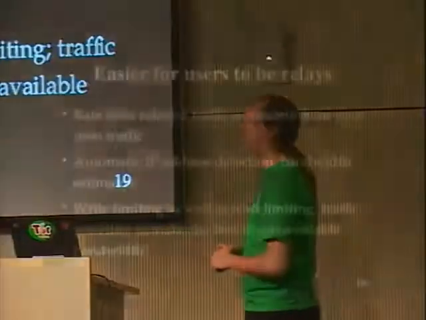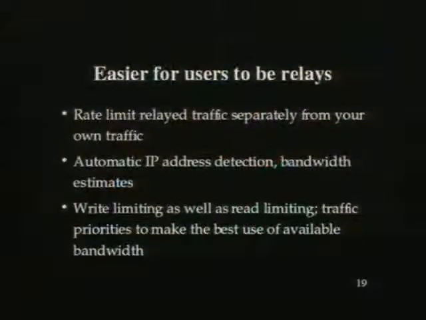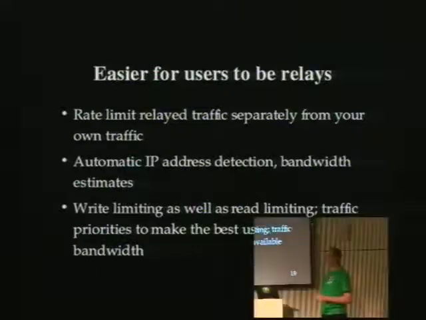Okay, other stuff we've been working on. It's a lot easier to be a relay and a client at the same time compared to last year. We rate limit relayed traffic separately from your own traffic. It used to be that if you said, I want to rate limit to 20 kilobytes per second, then you would not only limit other people's traffic going through you, but you would also limit your own traffic coming in to 20 kilobytes a second. And that made everybody angry, so they turned it off.